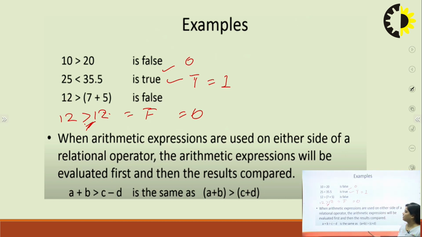Now, when arithmetic expressions are used on either side of a relational operator, these all being relational operators, the arithmetic expression will be evaluated first and then the result compared. Like I told you here, this is going to be evaluated first and then the result compared. Clear?